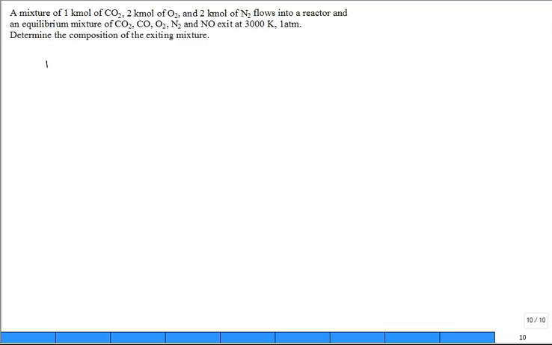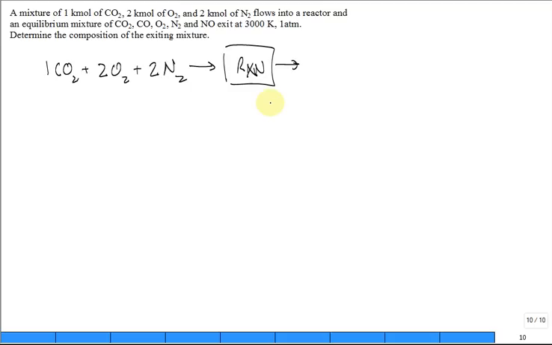We have 1 kilomole of CO2. We have 2 kilomoles of oxygen, and we have 2 kilomoles of nitrogen. They flow into a reactor, and what flows out is an equilibrium. And we don't know how much CO2 flows out. We'll leave that as an unknown. We don't know how many moles of CO, O2, N2, or NO flow out.